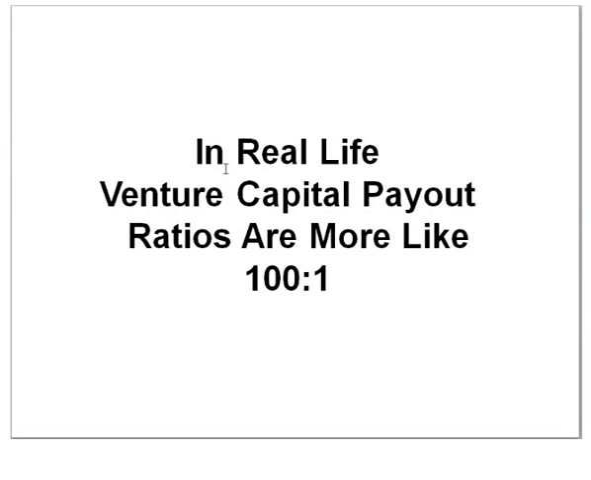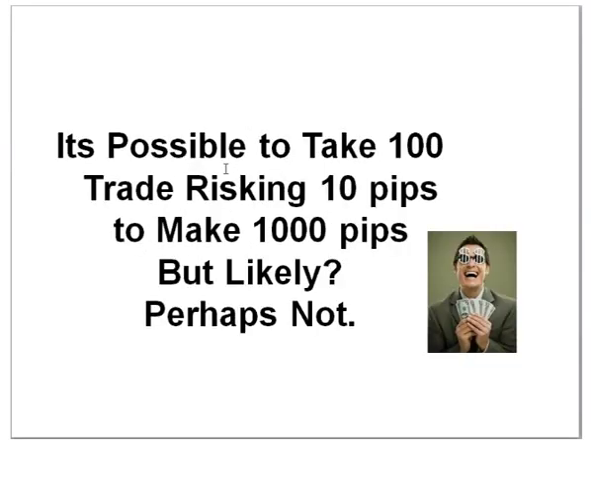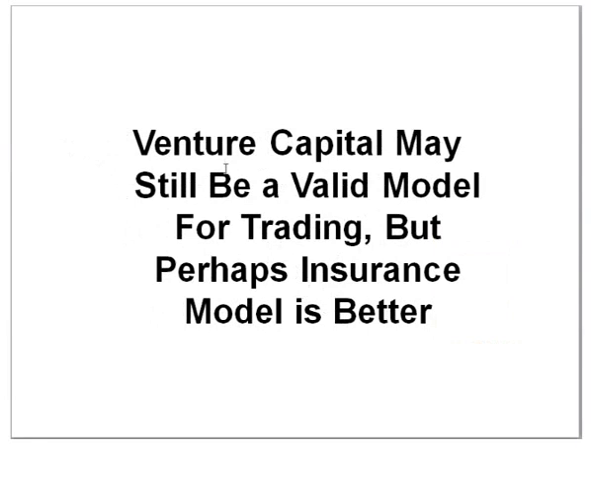They invest $1 million into 100 companies. 99 of them go bankrupt, and one of them makes that $1 million worth $200 million. It's the Twitter, the Facebook, the Google of their portfolio, and that pays for all of their potential losses. Now, you can ask yourself, is it possible to take 100 trades risking 10 pips to make 1,000 pips? Yes, it's possible, and perhaps you can take 99 trades where you're stopped out for 10 pips, and then in the 100th trade you're going to make 1,000 pips. But likely, not really, and perhaps it's really not the best way for us to trade.